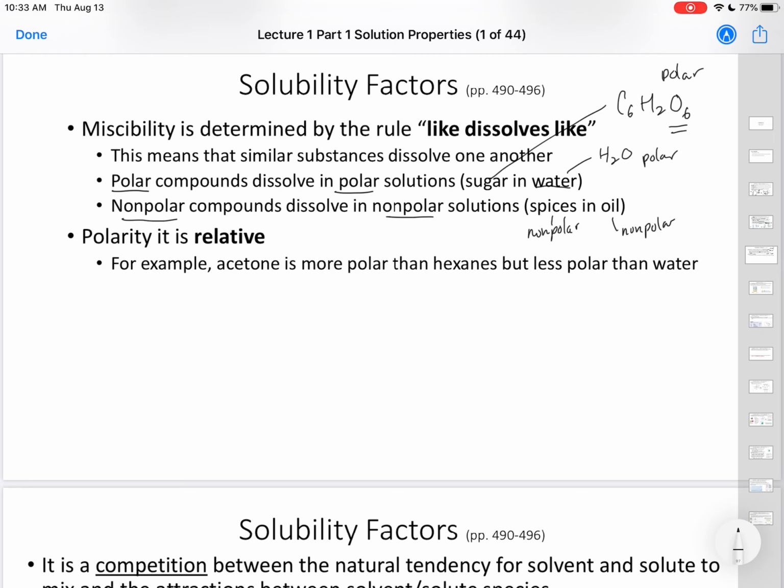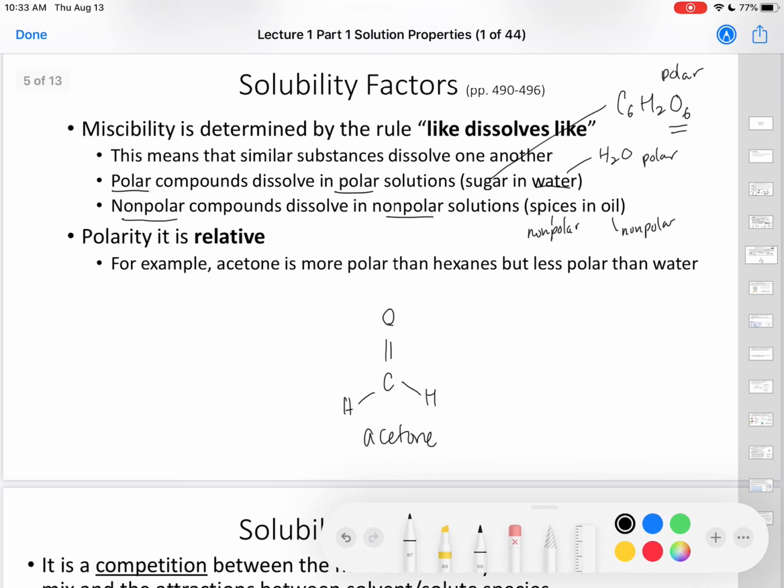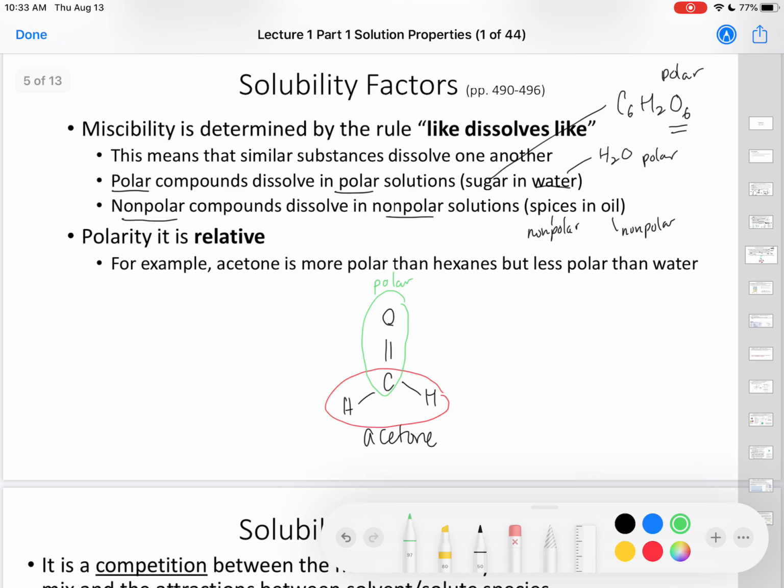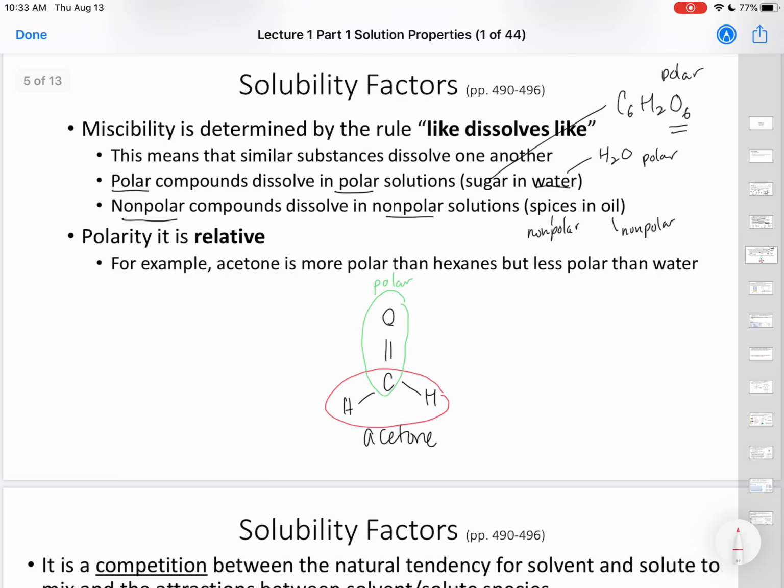So polarity is an idea that is relative. For example, acetone is carbon double bonded to oxygen with hydrogens on each side. How would you classify if this is polar or nonpolar? Well, let's look. You have this end here, which is carbon and hydrogen, and this end here, which is carbon and oxygen. As you know, the difference in electronegativity between carbon and oxygen is quite large. So this is a polar fragment, whereas carbon and hydrogen, the difference in electronegativity is quite small. So it is nonpolar.